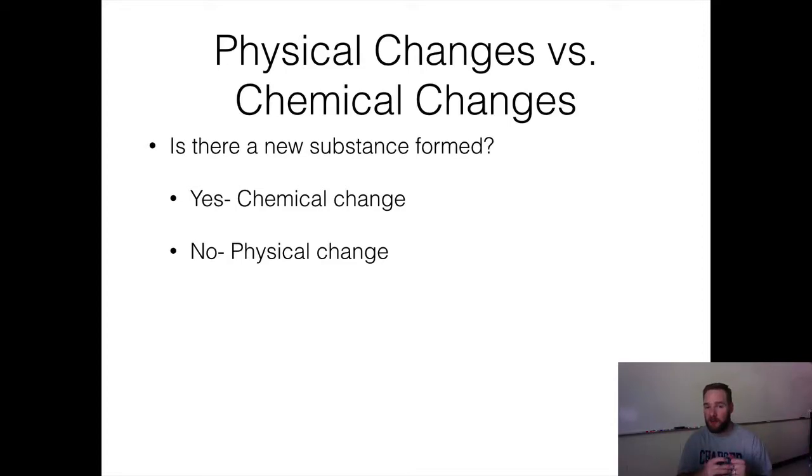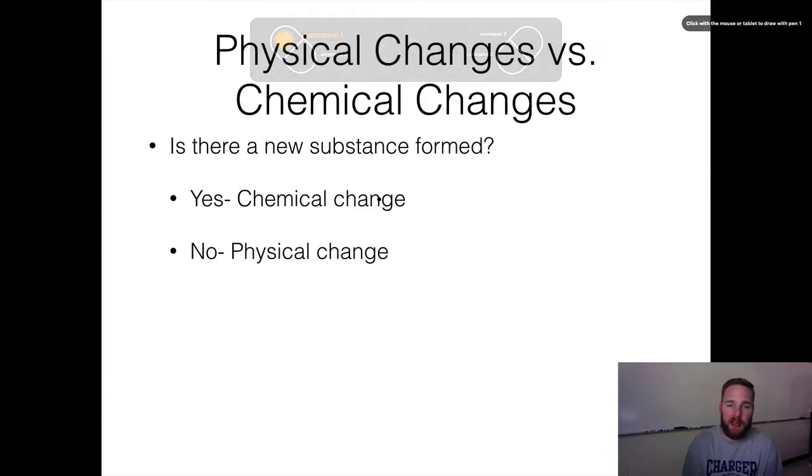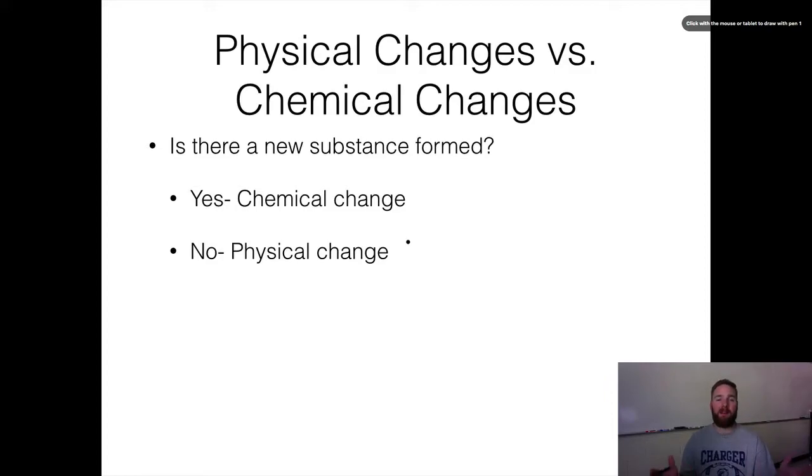If there is a new substance formed, then we have a chemical change. Those atoms have rearranged and have formed a new substance, right? If you're answering no to this question, it's a physical change. A lot of times people can get confused about these because they see something like liquid water turn into ice. Well, it looks like a new substance, but it's really not. It's still H2O, right? It's still water. So, moving on.